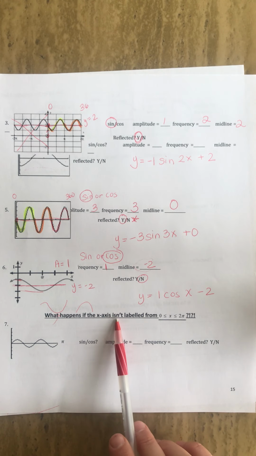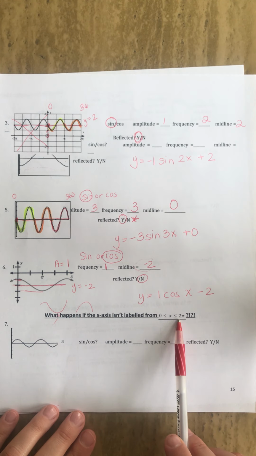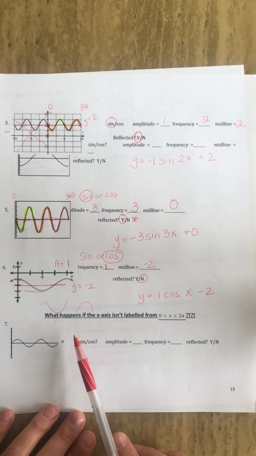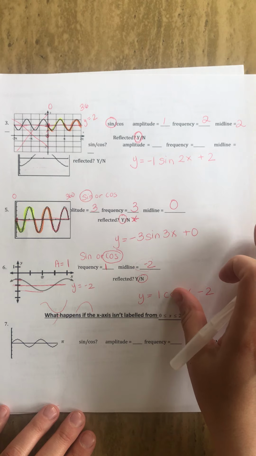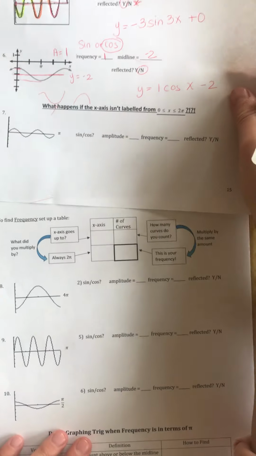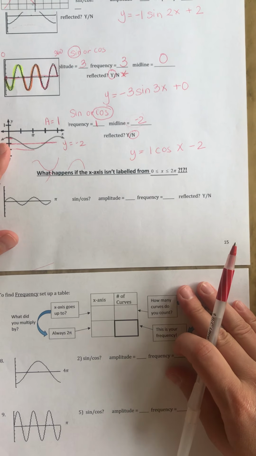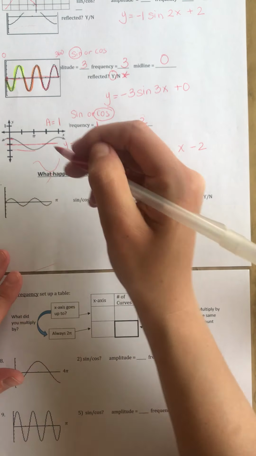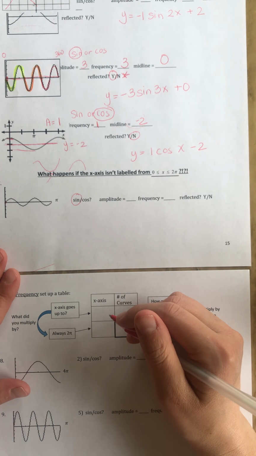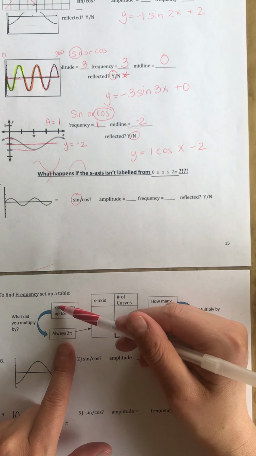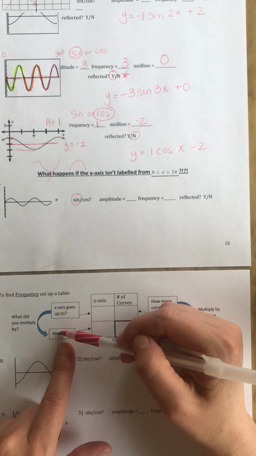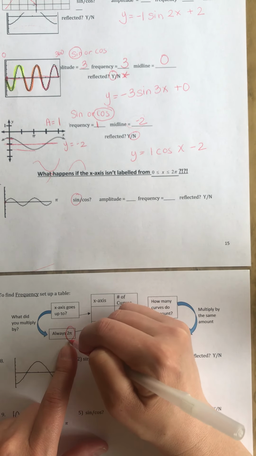Okay, what happens if the x-axis isn't labeled from 0 to 2 pi? So you guys are going to go ahead and do the same thing. You're going to ask yourself if it's sine or cosine. Okay, so you guys go ahead. I'm going to put this like this right here. So this right here starts at 0, so we know that this is sine. Okay, so you're going to be focusing in on the x-axis, and you always want it to be at 2 pi, okay?